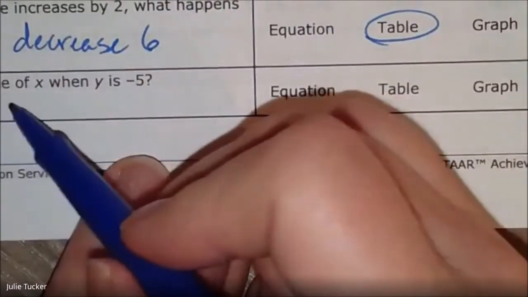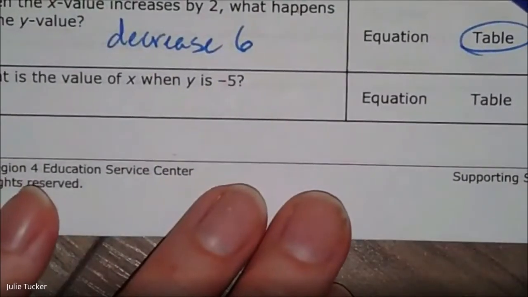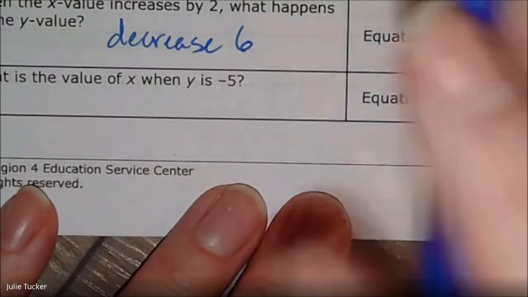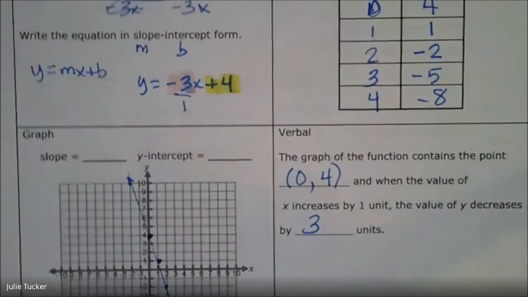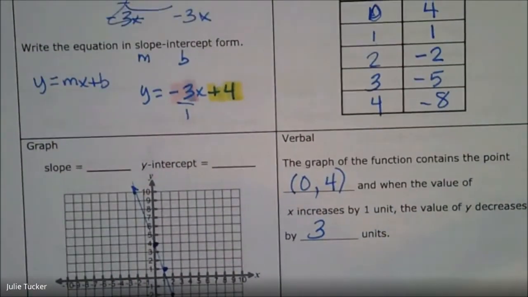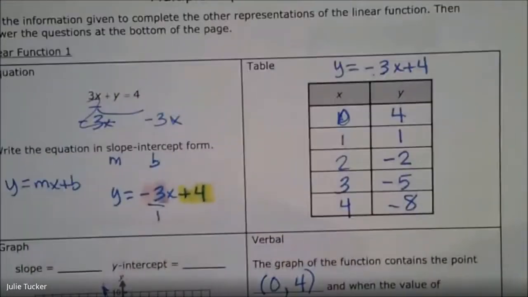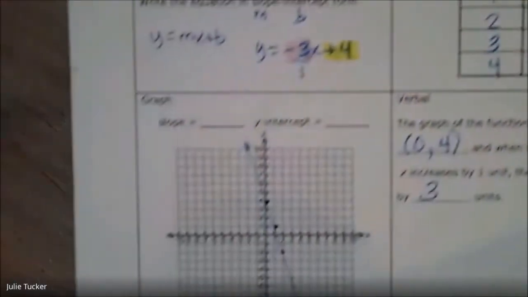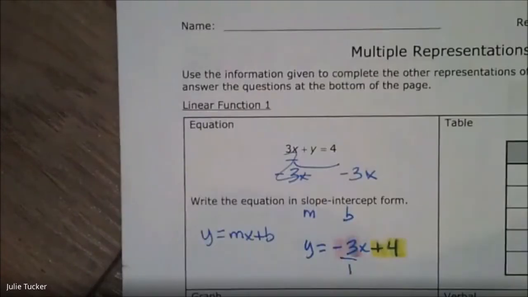What is the value of x when y is -5? To answer that, let me zoom out. What do you think you would rather use? What's the value of x when y is -5? Would you like to use the table or the graph or the equation? You choose.